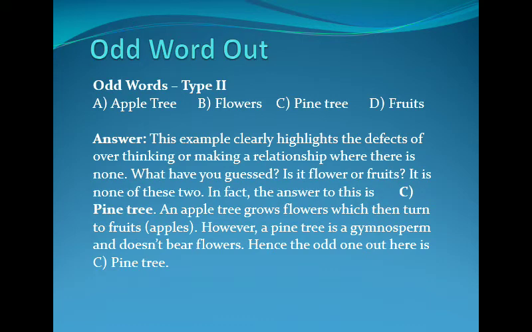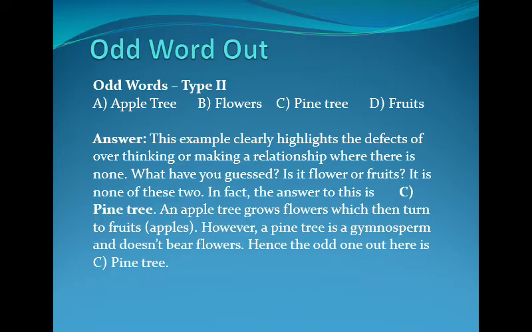This is another type, slightly on the higher level. As you can see, a tree, an apple tree, there are flowers, there's a pine tree, and fruits. Now you must be wondering what kind of an odd word can I find out from this. An apple tree bears fruits, that is, it becomes an apple. The tree grows apples. Flowers also grow from a small pod to a flower. And then when you look at fruits, these are also similar to the apple tree, where the final product is fruits. But as you see in the explanation, a pine tree is a gymnosperm.